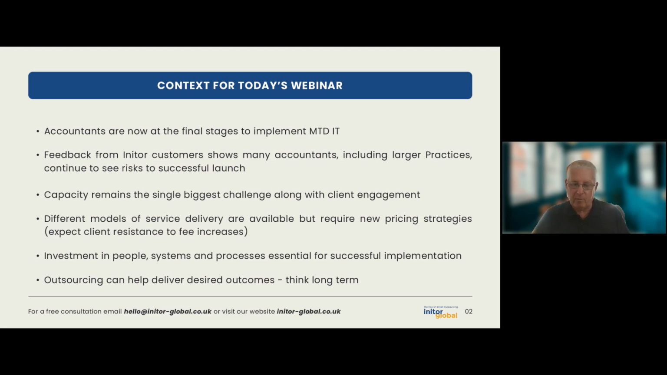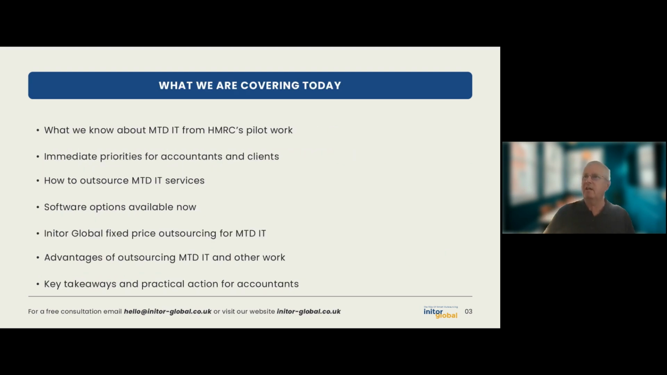So following on from that, what is needed is investment in people, systems, and processes essential for a successful implementation. To deliver MTD IT effectively, accountants will need to build capacity, possibly develop new roles to support clients, and certainly introduce automation for messaging and reminders for clients who may be a bit tardy in submitting records every month or towards the quarter end. Helpfully, outsourcing can now help deliver desired outcomes. Think long term. Any MTD IT task can be outsourced. We'll take you through the options available later in this webinar for the immediate term and the longer term. So that's the context for today's webinar.